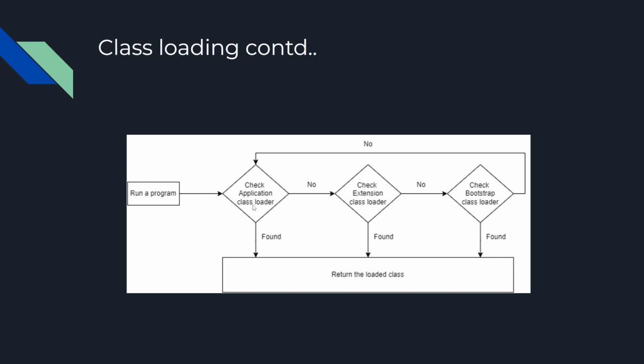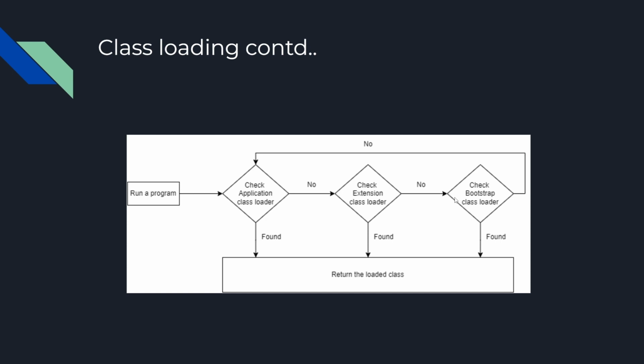If it finds that it does not have that class, in that case, it will ask its parent, which is the extension class loader, to see if the extension class loader has that class loaded. So the extension class loader will also check its own cache to see if it has loaded that class. If yes, then it will simply return that class, and that class will be used by the JVM to execute basically the code that we have written. If the extension class loader does not find the class in its own cache, then it will simply delegate the responsibility to its parent, which is the Bootstrap class loader.